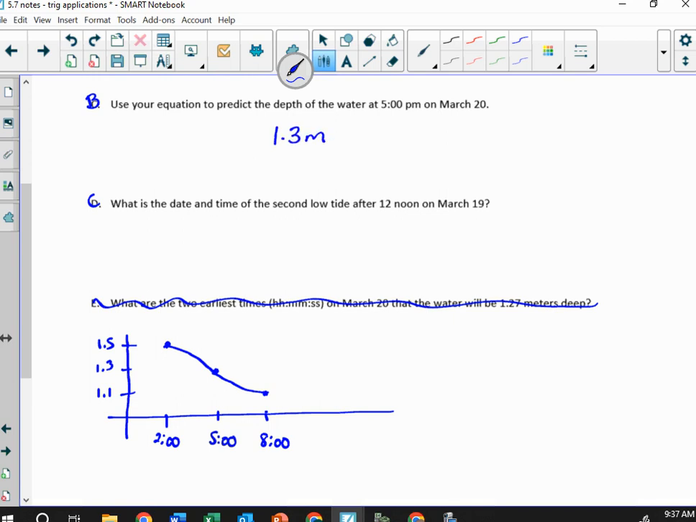And then following that same logic, what's the date and time of the second low tide afternoon on March 19th? So this 8 p.m. was the first low tide. So when is the next low tide going to happen? 8 a.m. on the next day, right? 12 hours later. With the period being 12 hours, that really simplifies things. So 8 a.m. on March 20th. Okay? You can use your calculator, but you can also just think through these 12-hour time windows.